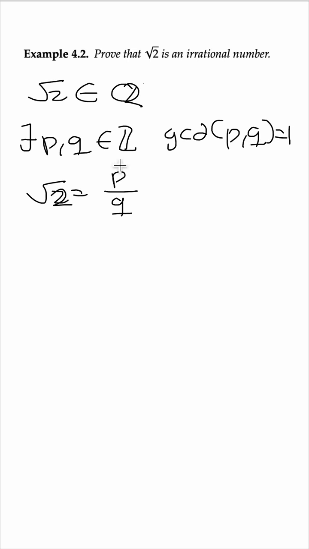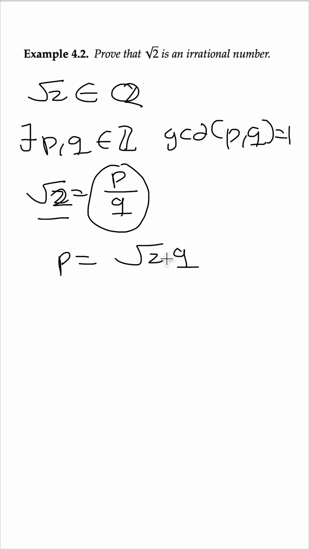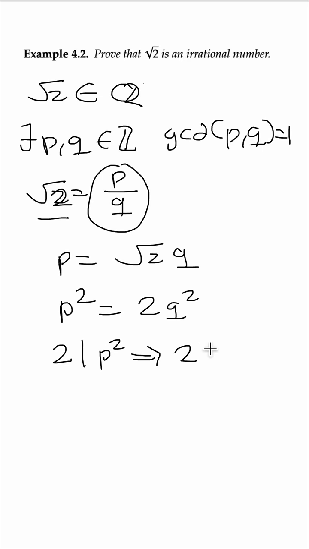And so say this is the reduced fraction version of the square root of 2 as a rational number. So just doing some multiplication, we get that p is equal to the square root of 2 times q. And so, squaring both sides, we get that p squared is equal to 2q squared. And so that means that 2 must divide p squared, which implies that 2 has to divide p.